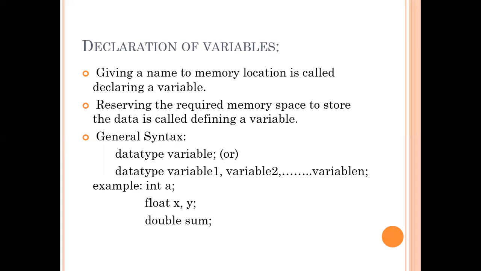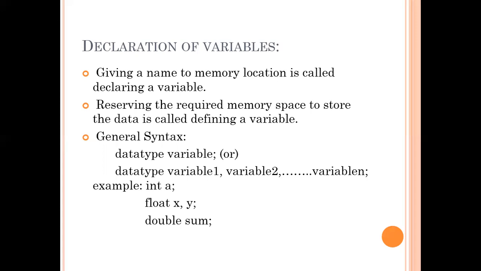General syntax, general rule. Look at data type, space, variable. Data type, for example, int. Variable name, for example, a. Int a. Look at the example given below. Int a. Int is a data type. What we have discussed, it's a primary data type or fundamental data type. Name of the variable is a. It is ending with a semicolon.